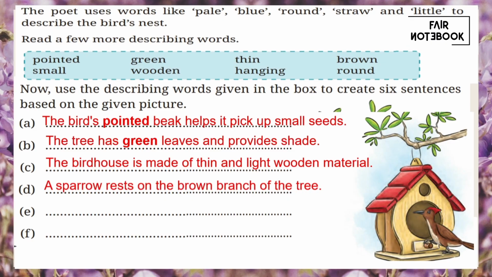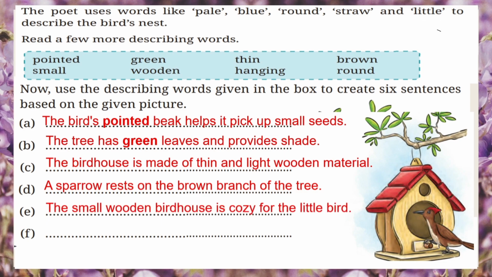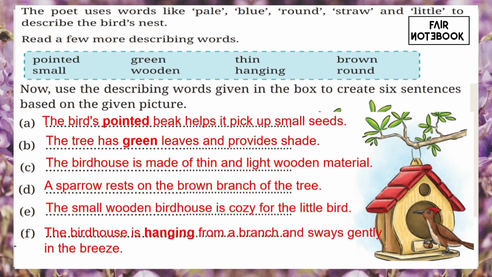Fourth, a sparrow nests on the brown branch of the tree. Fifth, the small wooden birdhouse is cozy for the little bird. Sixth, the birdhouse is hanging from a branch and sways gently in the breeze.